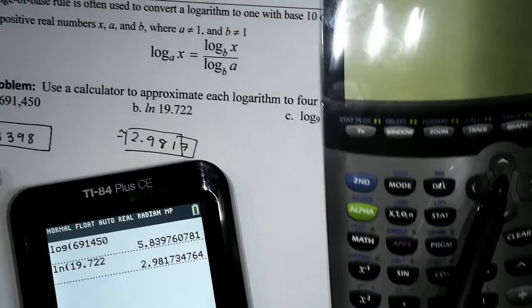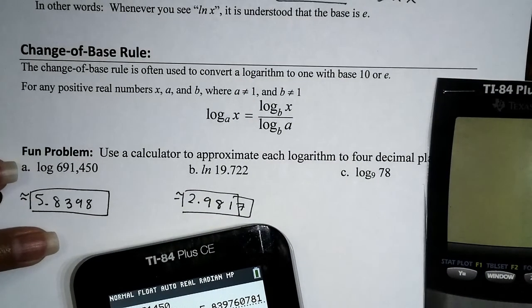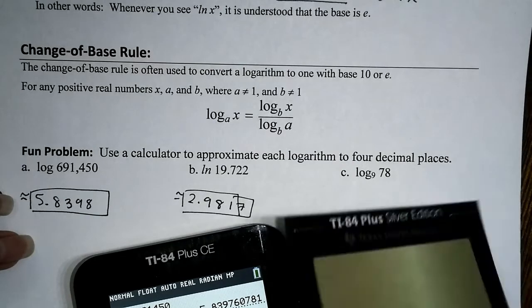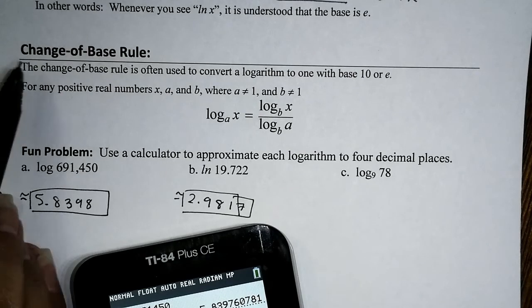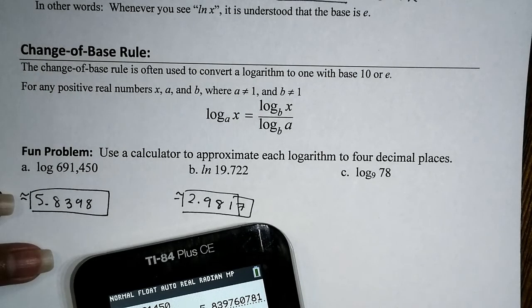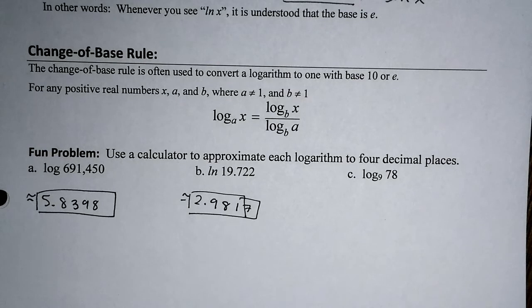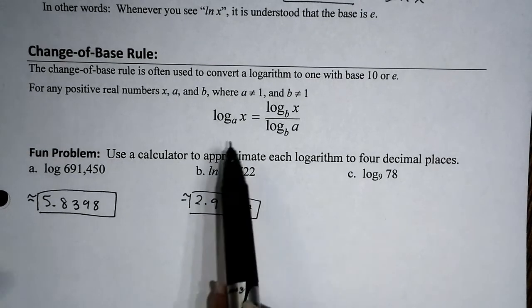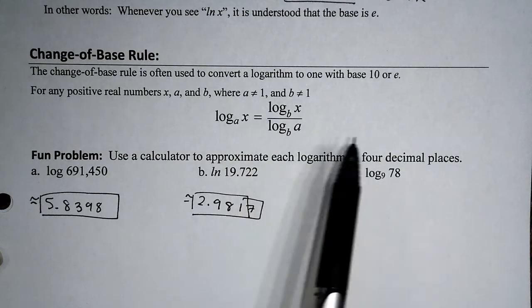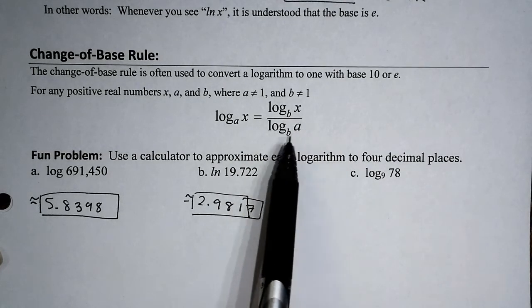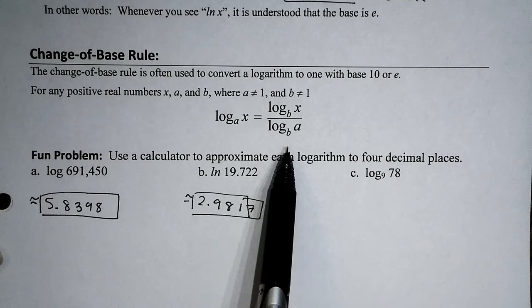So that leads us into our change of base rule. What is the change of base rule? It is a rule where, you guessed it, we have to change the base. I'm going to read this to you, then I'll try to break it down to the best of my ability. It says logarithm base a of x equals logarithm base b of x over logarithm base b of a.